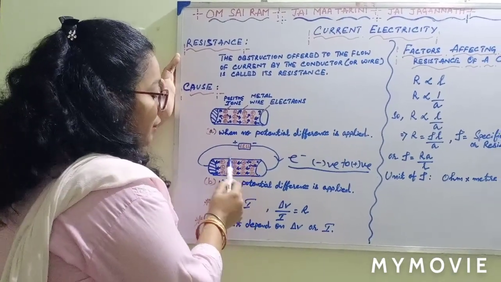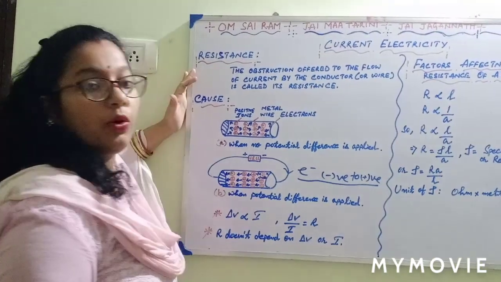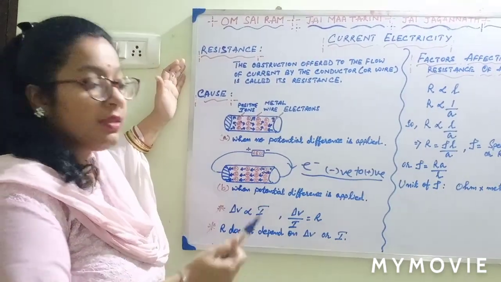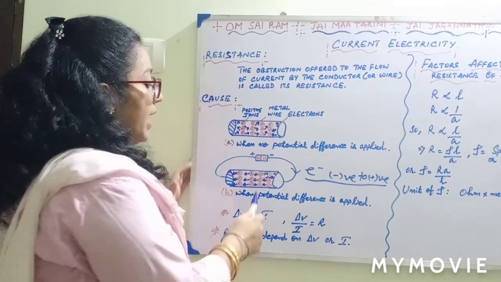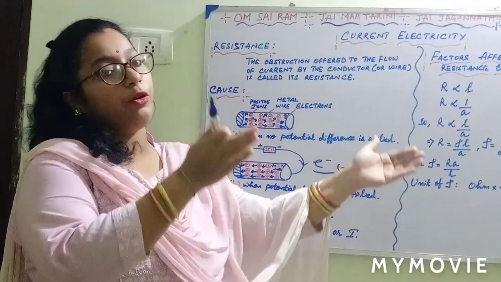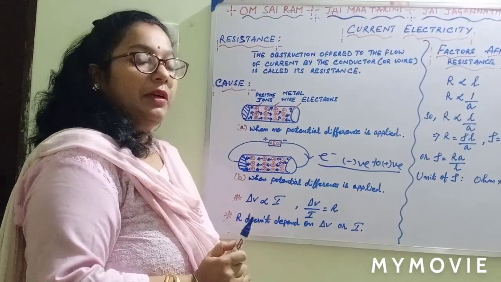These electrons which get collisions, their speed will decrease, and those which do not get positive ions in their way will go on with that same speed. So that's why there is no increasing speed of electrons. So there is a drift velocity of electrons.